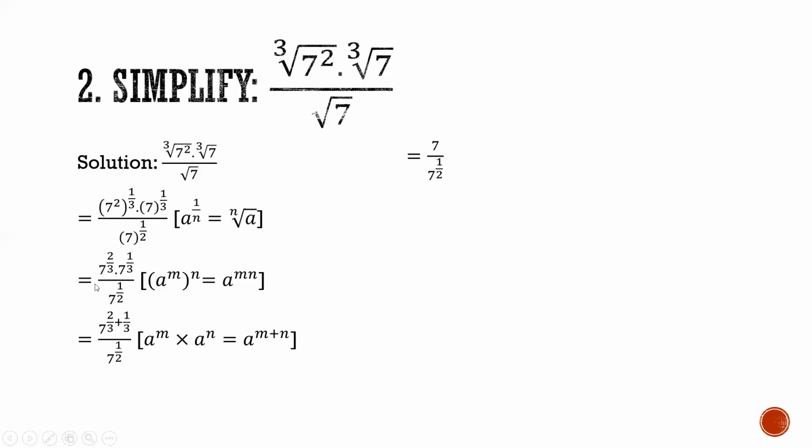I guess you will have 7 to the power 1, that is 7, divided by 7 to the power half. Now we can see in the numerator and denominator we have the same base 7, so we have to subtract the power of the denominator from the power of the numerator. So from there, 7 to the power 1 minus half, and the exact formula is a to the power m divided by a to the power n is equal to a to the power m minus n.